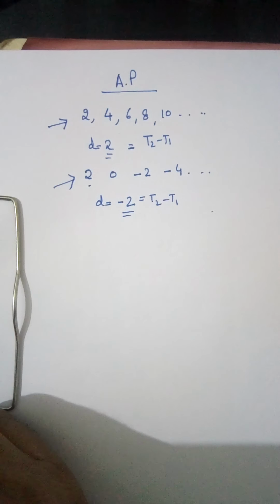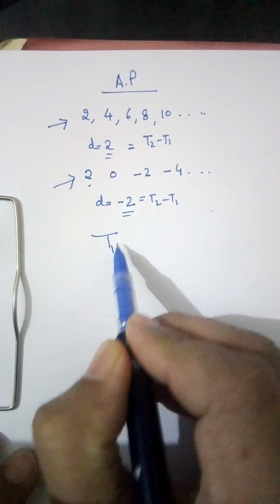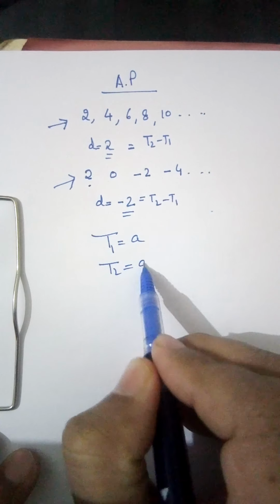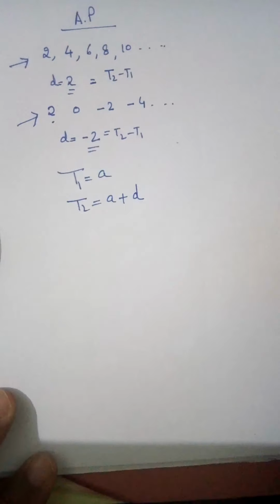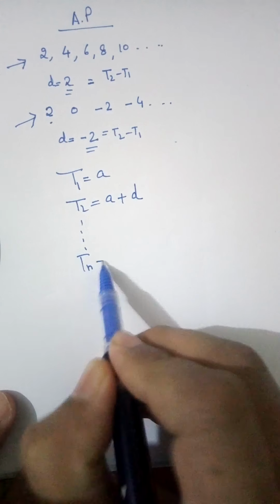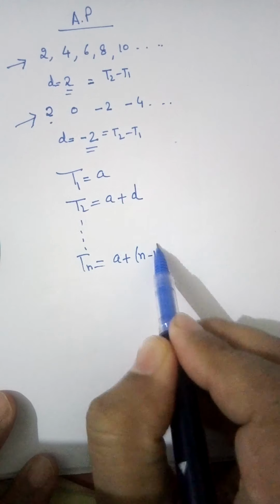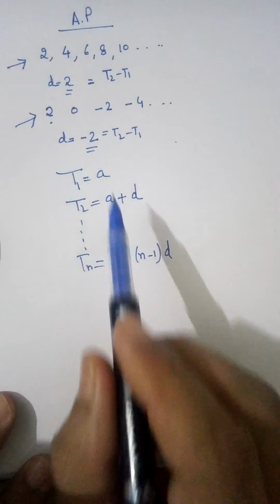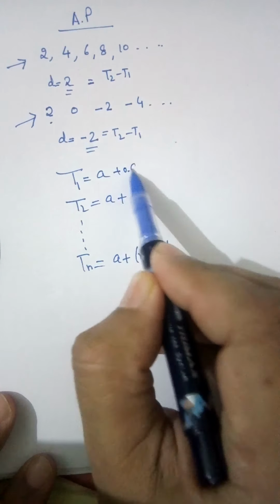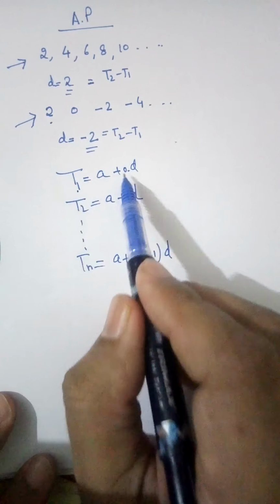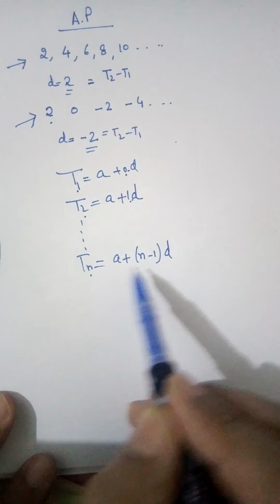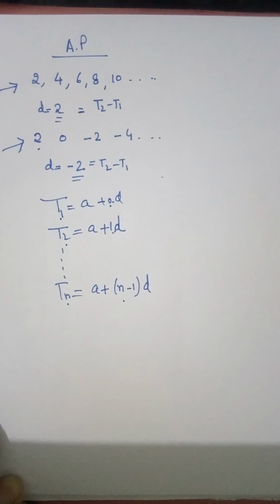A sequence of numbers in which the difference between any two consecutive numbers remains constant. If I denote the first term by A, the second term will be denoted by A plus D. And if I want the nth term, it will come out as A plus n minus 1 D. See, A plus 0D, A plus 1D. When here is 1, there is 0; when here is 2, there is 1. So when here is n, there is n minus 1. So this is an introduction of what is an AP.